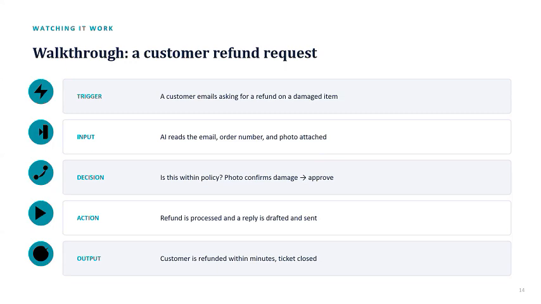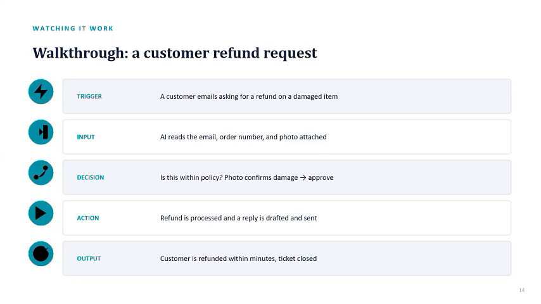Decision. What decision should the AI make? AI has to refer to what? The policy of the organization. Yeah? Review the picture based on policy and then understand exactly what decisions should be made. What actions should it take?